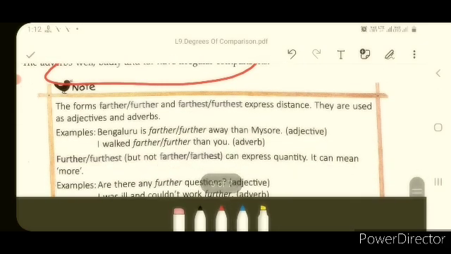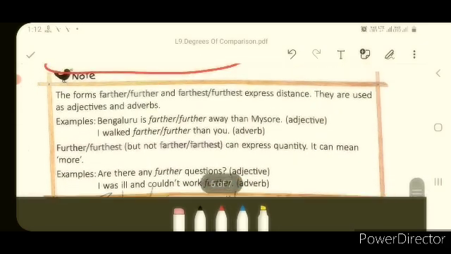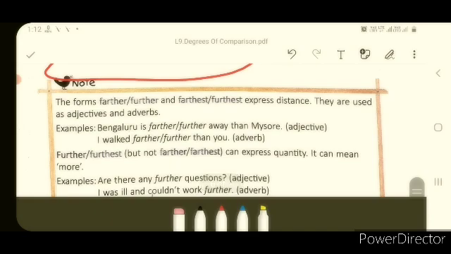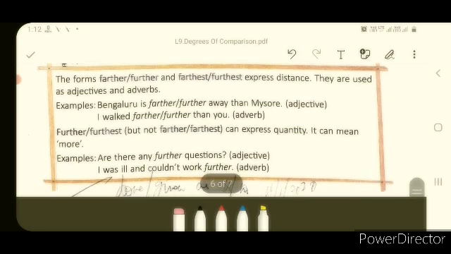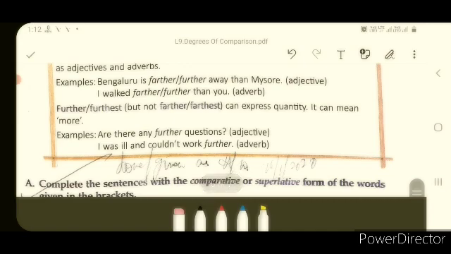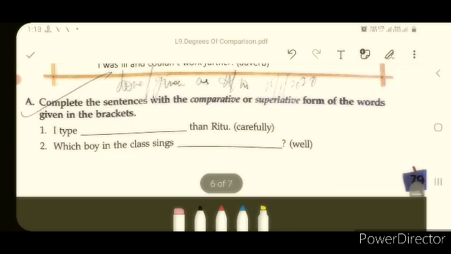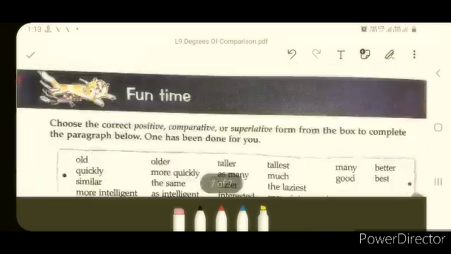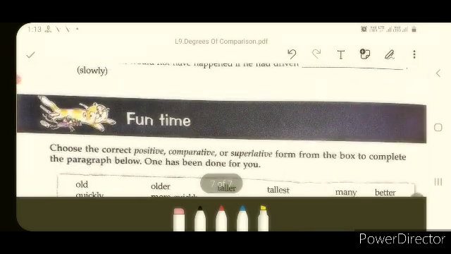Keep them in mind. So now the important point to be noted: the forms farther and further and farthest and furthest express distance. They are used as adjectives and adverb. Bengaluru is farther or further away from Mysore. Adjective. I work farther than you. Adverb. So these are all discussed things, class. Refer to the example. Now it's time for us to refer to some exercises. I'll just help you with some, and I wish and hope that you can do the rest on your own.